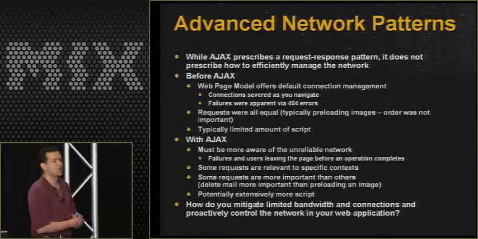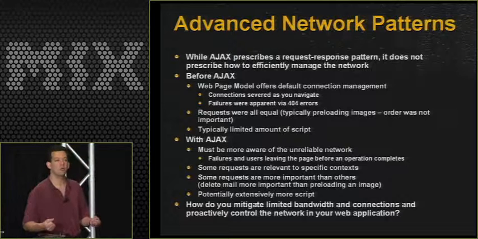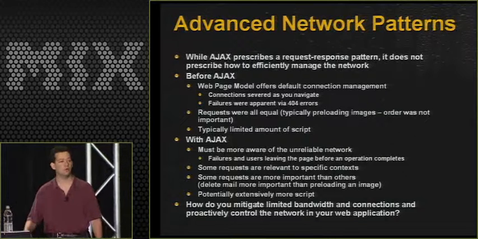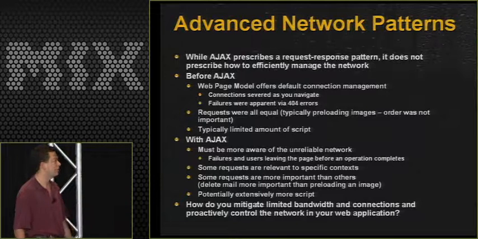Some requests are relevant to context. I'm going to leave that one to the next slide when I get there. Some requests are more important than others. You preload 100 images. The guy hits buy. What do you want to do? Get the images or make that order? I would hope you want to get that order out. And potentially have a lot more scripts.